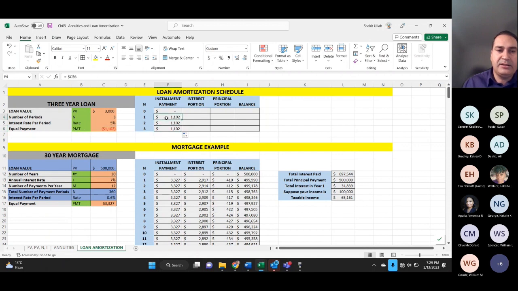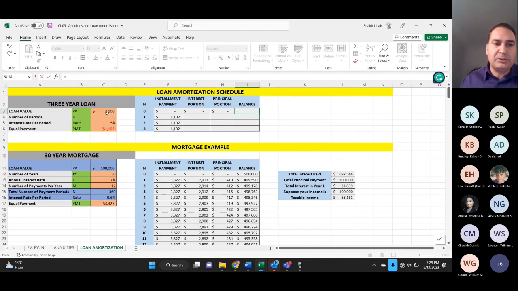This one is referring to the same payment. The second payment is also referring to the same payment. The formula does not break down. So these payments are going to be the same. At time zero, I'm not making any installment payment. So there will be no interest payment. There will be no principal payment. And the balance would be equal to the total amount that I have borrowed, which is $3,000. So that is the balance of the loan right here.